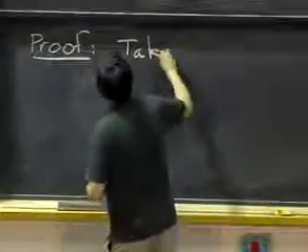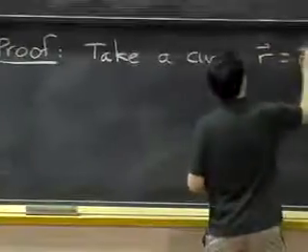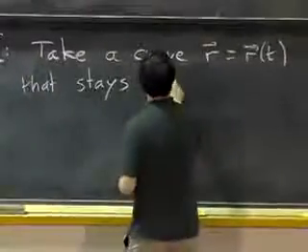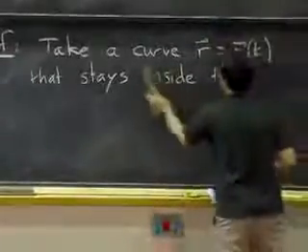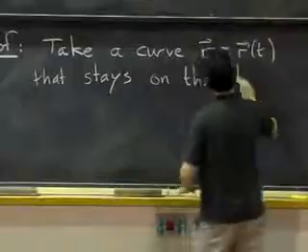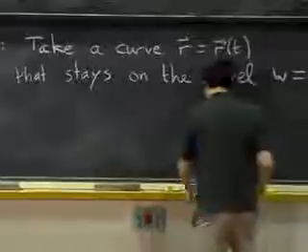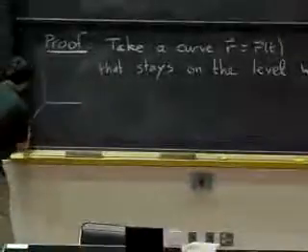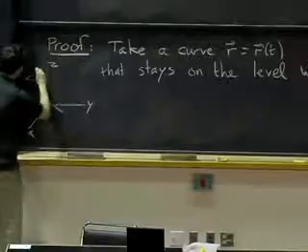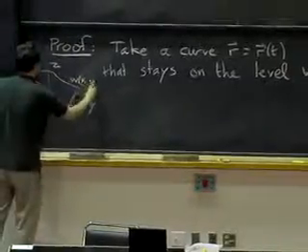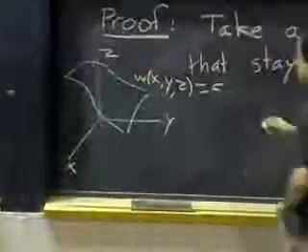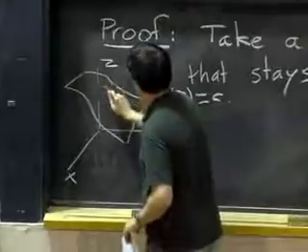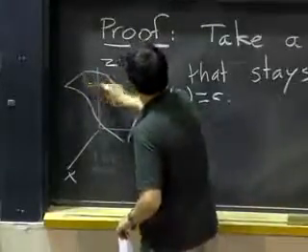So let's take a curve, r equals r of t, that stays on the level surface w equals c. Let's think about what that means. Just to get you used to this idea, I'm going to draw a level surface of a function of three variables. So it's some surface given by the equation w of x, y, z equals some constant c. And now I'm going to have a point on that, and it's going to move on that surface. So I will have some parametric curve that lives on this surface.